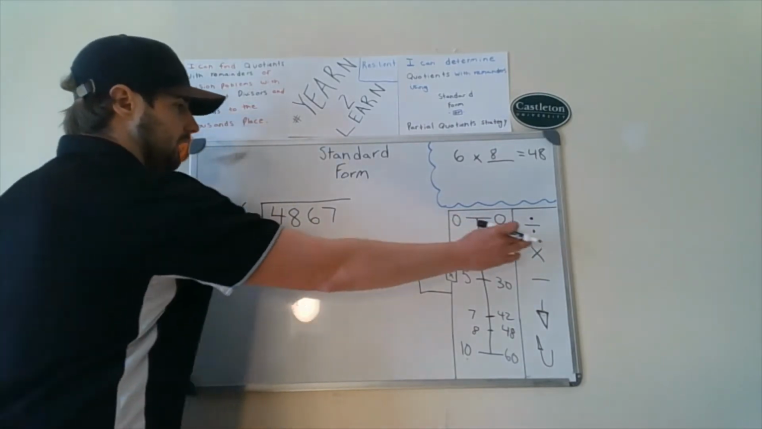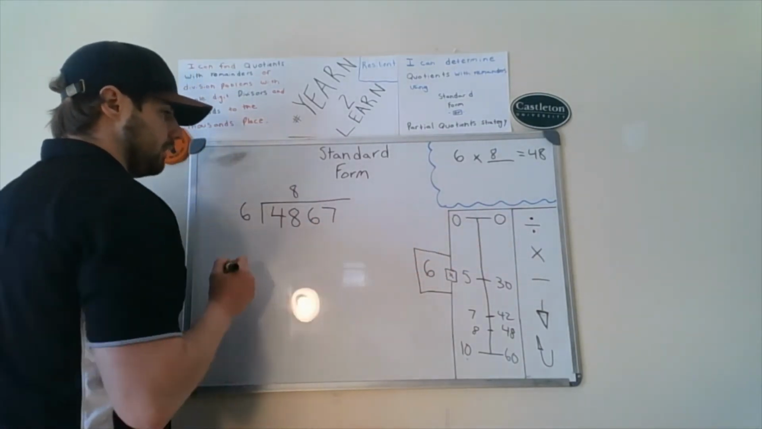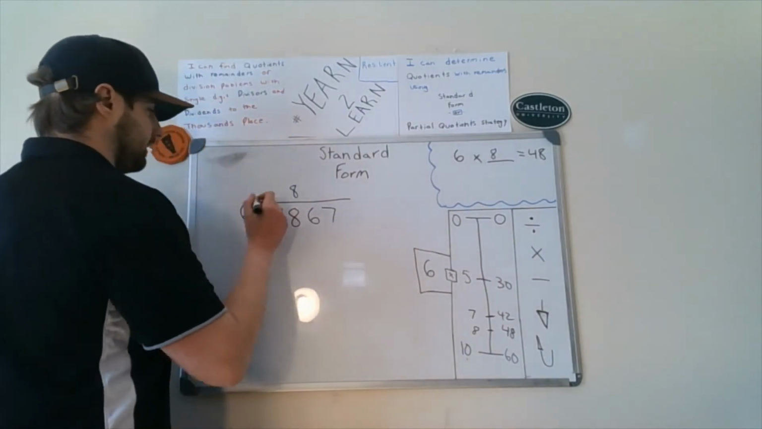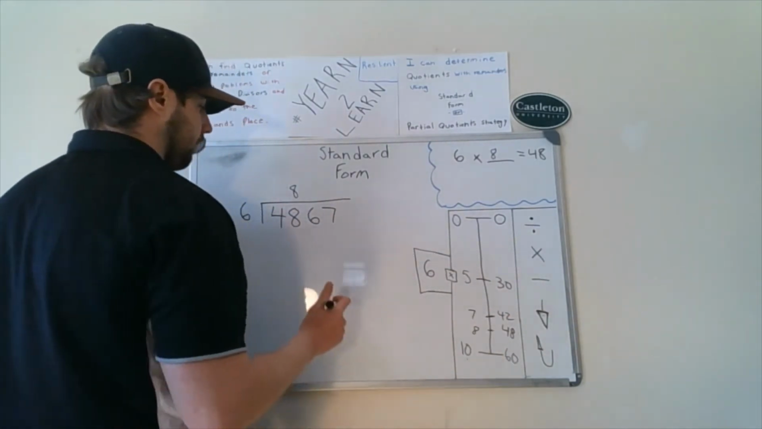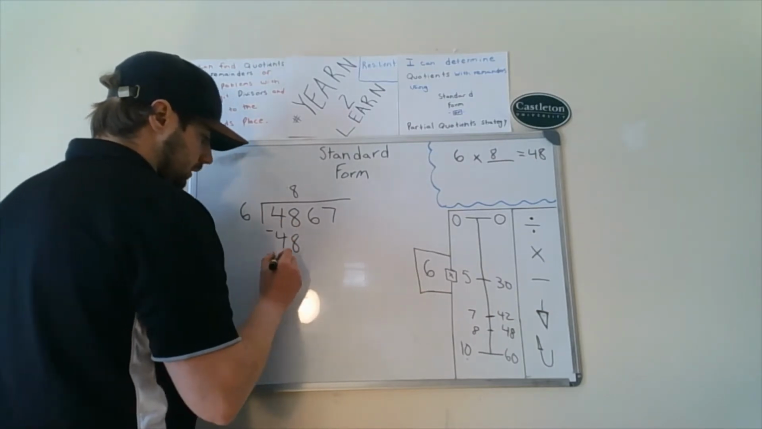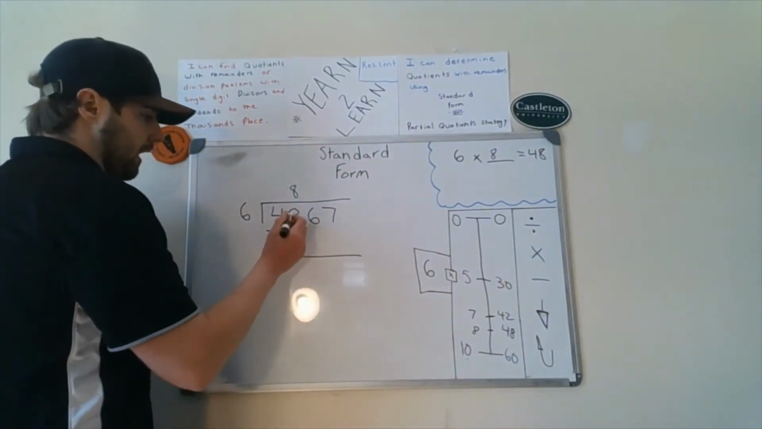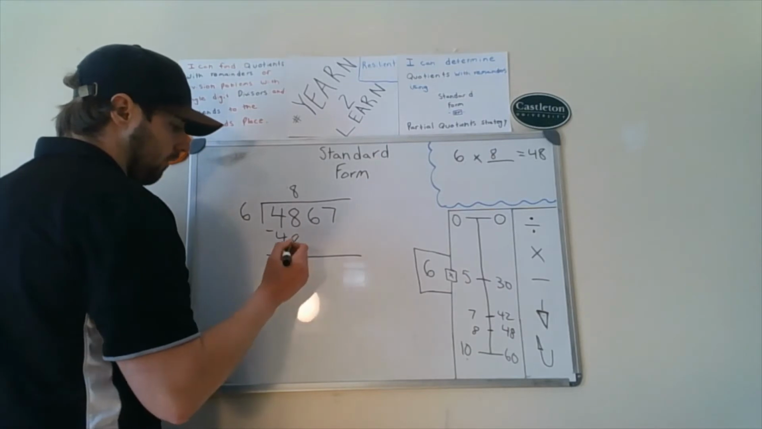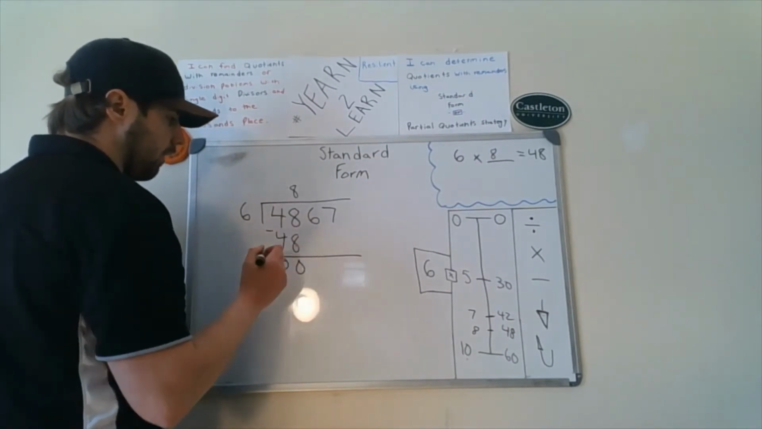48 divided by 6 is 8. Next step, I multiply 6 times 8. We found out it is 48. I subtract 48 minus 48. 8 minus 8 is 0. 4 minus 4 is 0.